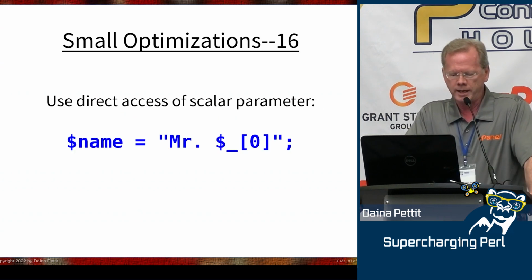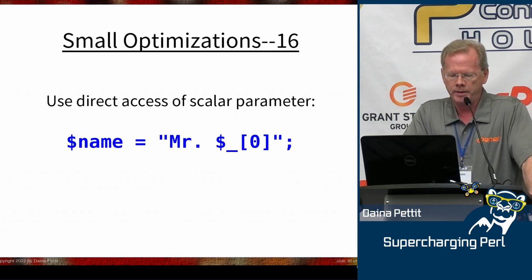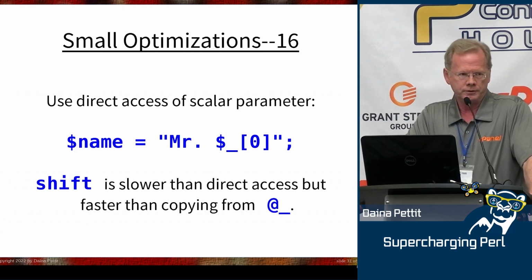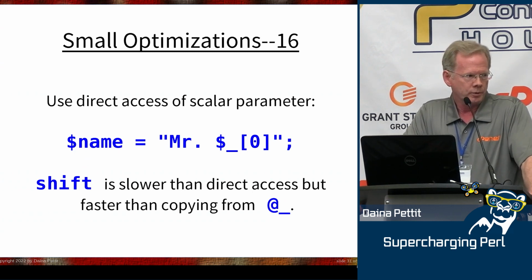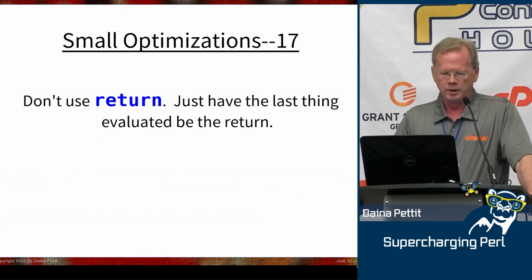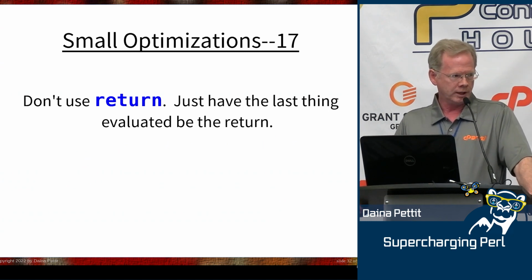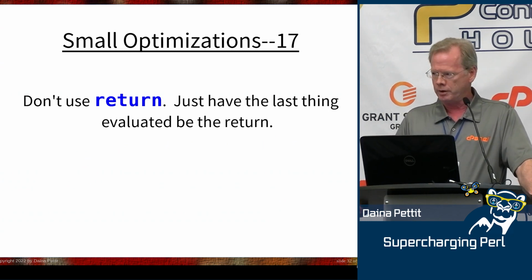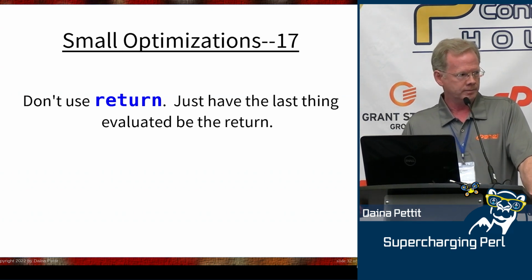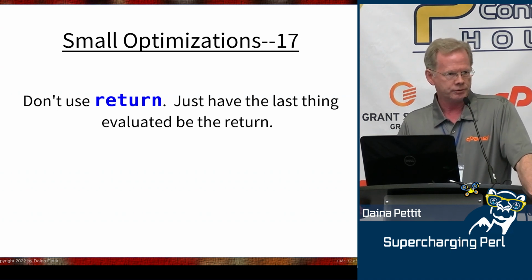If you can use direct access of a scalar parameter, that will save time as well. If you use shift to pull off a parameter, it's faster than copying the parameters from the @ array. But using direct access is even faster. Don't use a return statement. Just let the last thing evaluated be the return value of your subroutine. That will work even if it's an array or a hash.